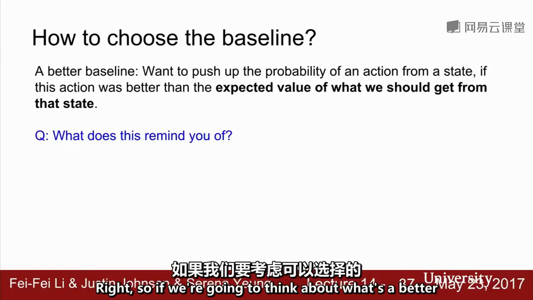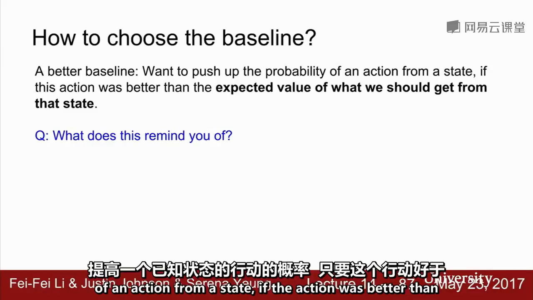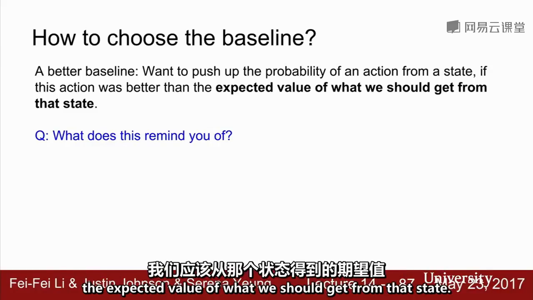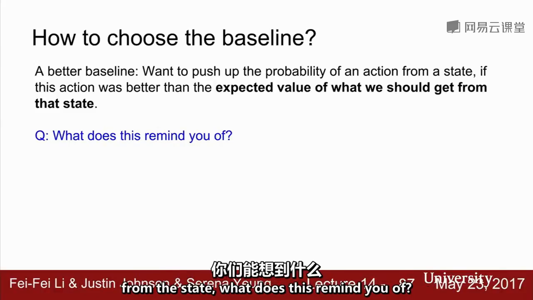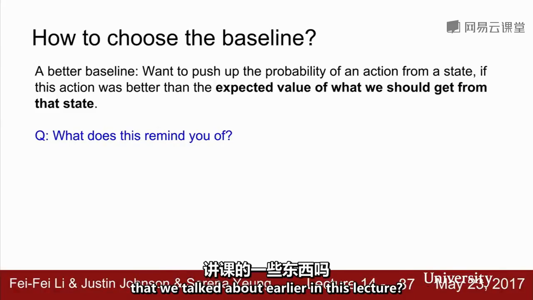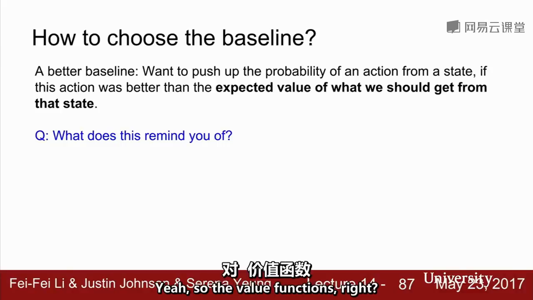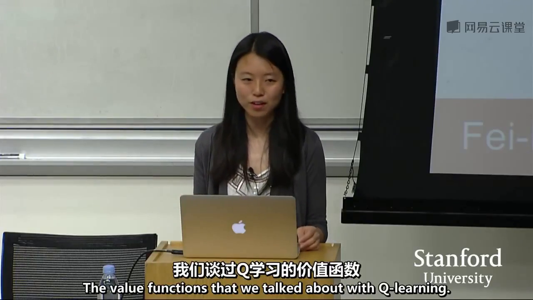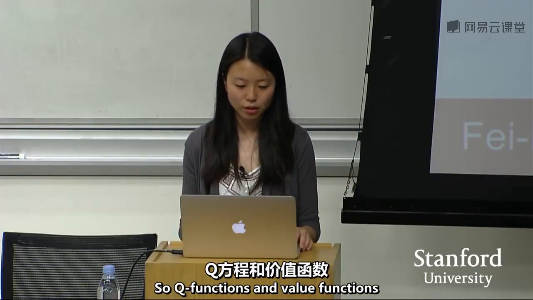If we're going to think about what's a better baseline that we can choose, what we want to do is push up the probability of an action from a state if the action was better than the expected value of what we should get from this state. So thinking about the value of what we're going to expect from a state, what does this remind you of? Does this remind you of anything that we talked about earlier in this lecture? Yeah, the value functions. Value functions that we talked about with Q-learning. Exactly, so Q functions and value functions.